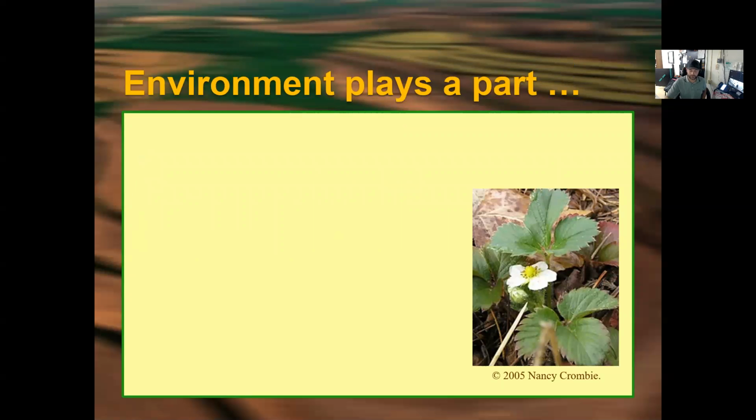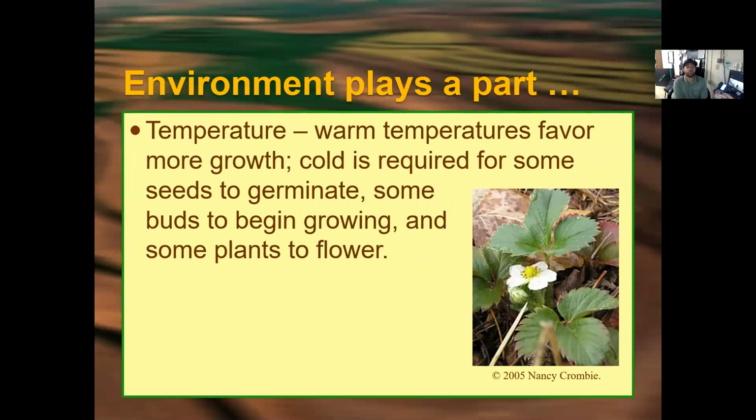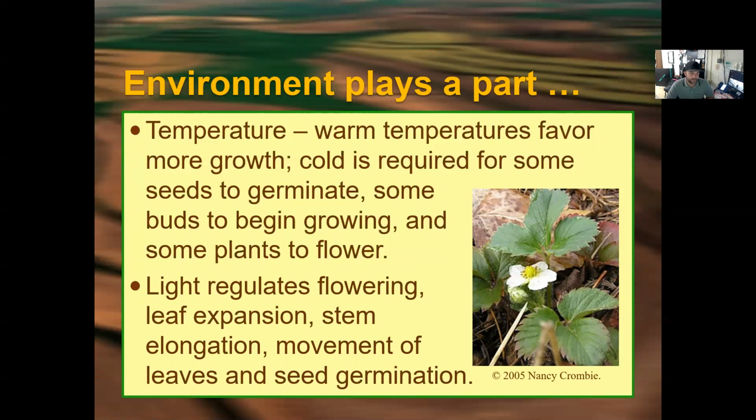So, the environment plays a part. Temperature: warm temperatures favor more growth, while cold is required for some seeds to germinate, some buds to begin growing, and some plants to flower. Light regulates flowering, leaf expansion, stem elongation, movement of leaves, and seed germination. Everything you see in the picture on the right of this flower and the plant involved comes from different processes of photosynthesis, everything we've been talking about in these last few lectures.